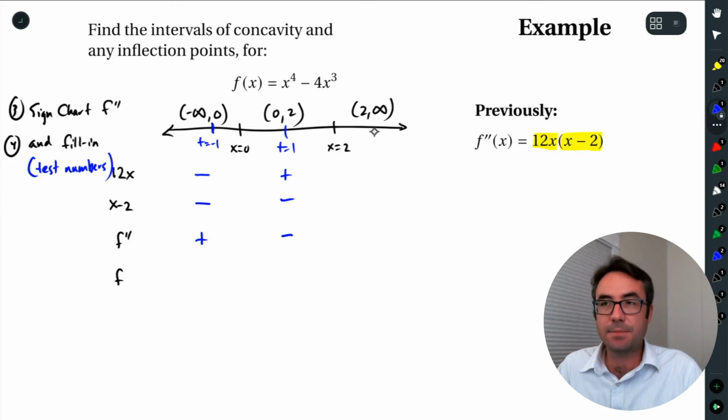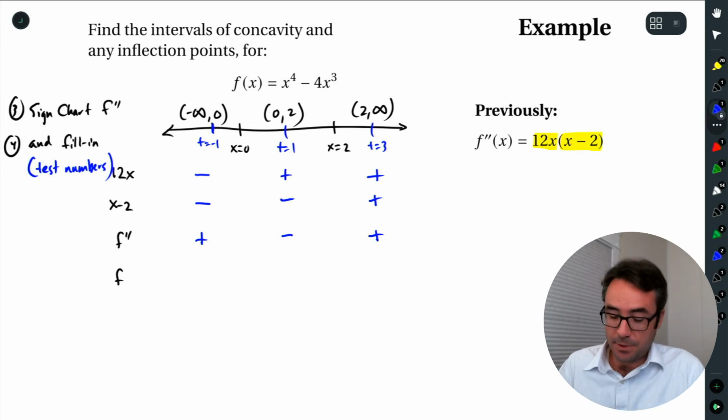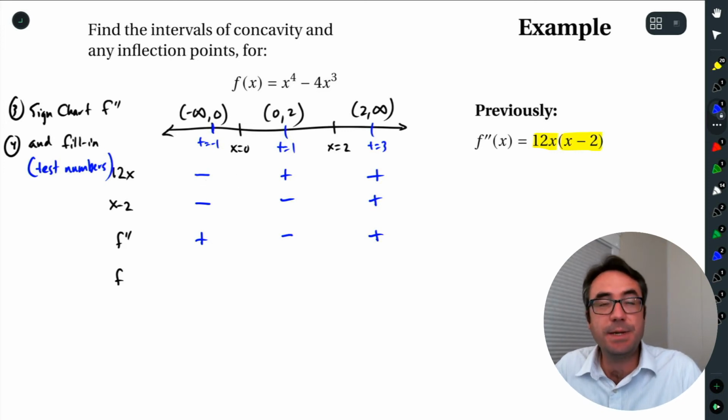And then I just go to my last interval here, 2 to infinity, pick a test number, make it easy to use. So 3 is perfectly good. I take that test number, plug it into this 12x factor. I get positive 36. Don't really care about the number, only that it's positive. Take the same test number, plug it into this other factor. I get 3 minus 2, positive 1. So positive on that interval. And now I have a positive times a positive, which means my second derivative is positive on that interval. And there we go. We've filled in as much as we need to on the sign chart.